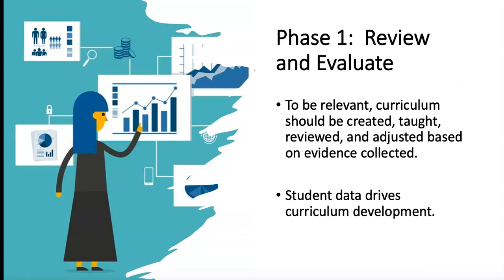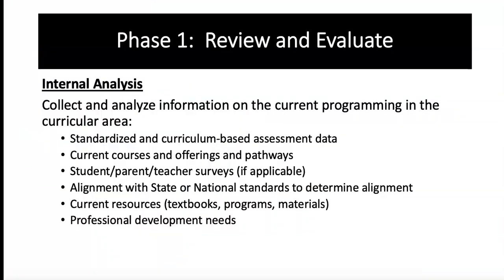The goal of Phase 1 is to ensure that the curriculum, resources, and associated instructional practices remain relevant and that they address the needs of the students as identified by evidence of student achievement. During Phase 1, the curriculum review team will conduct an internal analysis to determine needs. Items such as assessment data, course offerings, alignment to standards, surveys, resources, and professional development are evaluated.